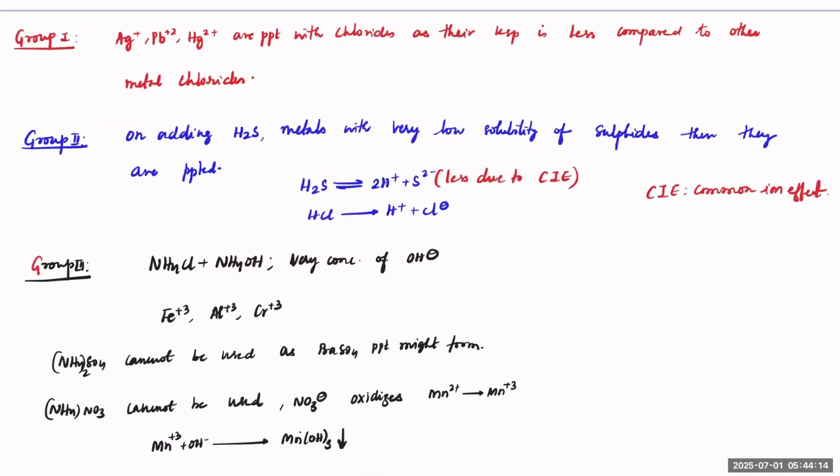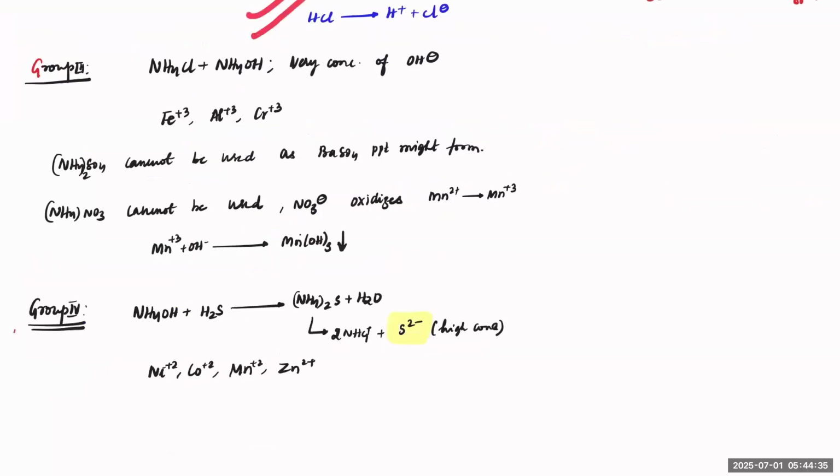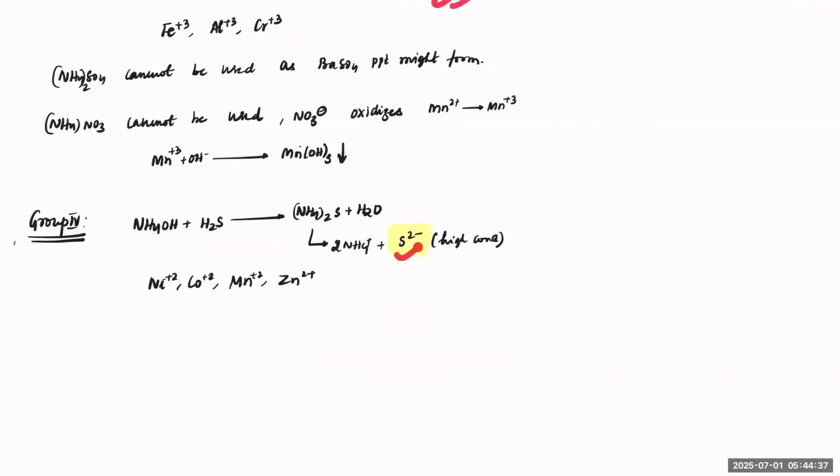Now see, group 1 gives these precipitates, and their chloride Ksp values are much lesser compared to the other metal ions. In group 2, you will have H2S added, so there is a small concentration of S2 minus, and that might precipitate it. In group 3, like I said, hydroxides will precipitate. In group 4, again sulfides will precipitate, but with a slightly higher concentration.